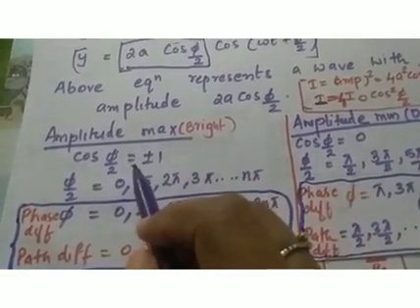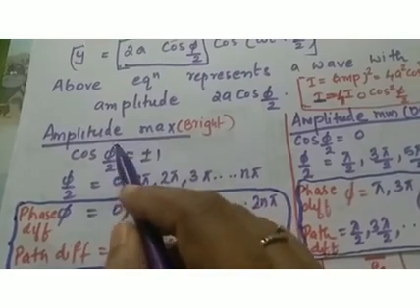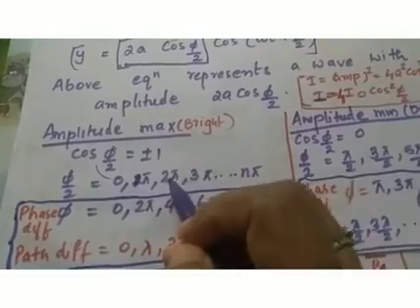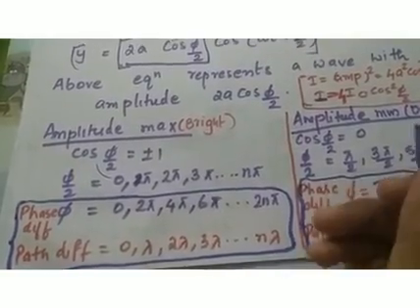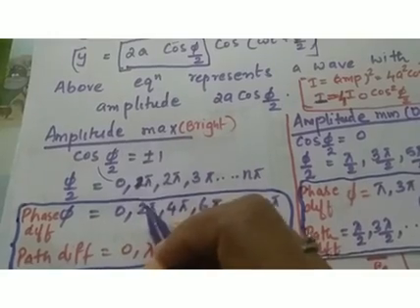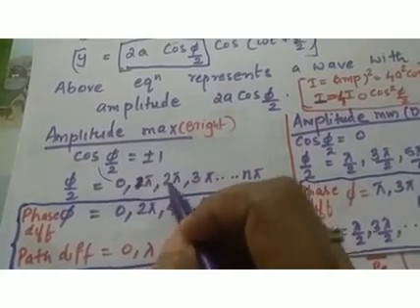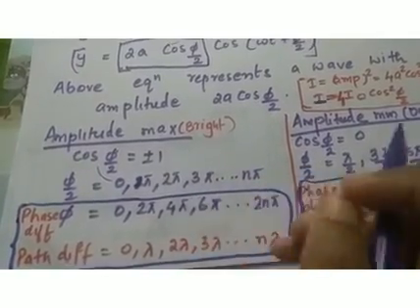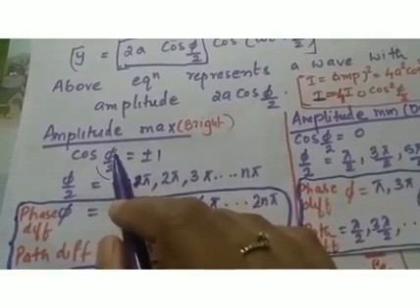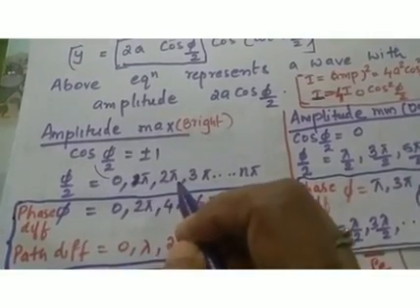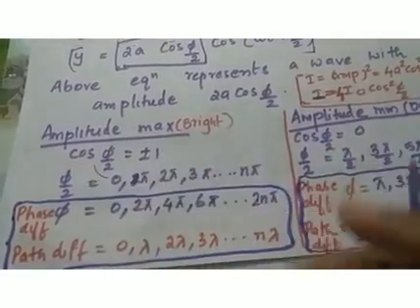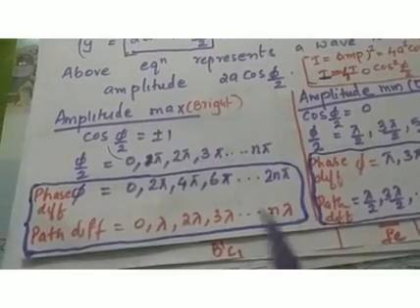And when does the cos function take the value plus 1 or minus 1? When the value of theta is 0, pi, 2 pi, 3 pi, etc., n pi, isn't it? Cos 0 is 1, cos pi is minus 1, cos 2 pi is 1, cos 3 pi is minus 1. It goes on like that. So when phi by 2 is 0, pi, 2 pi, 3 pi, etc., up to n pi, cos phi by 2 takes values of plus or minus 1.